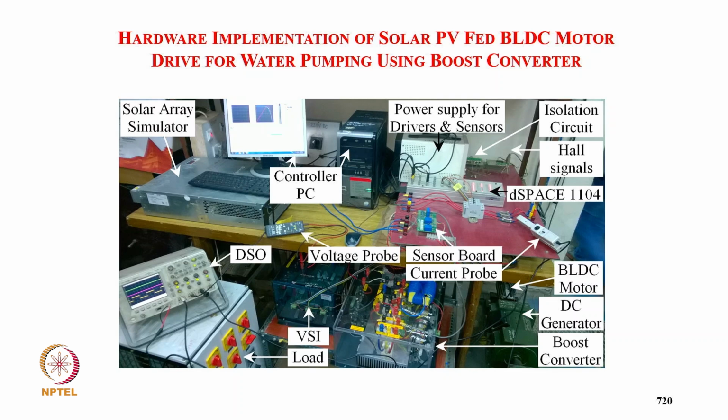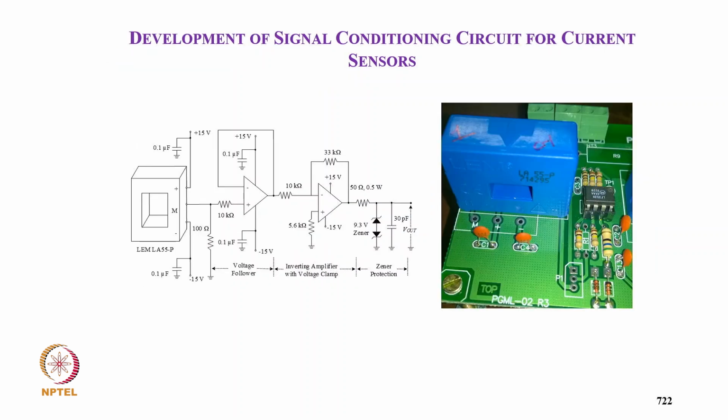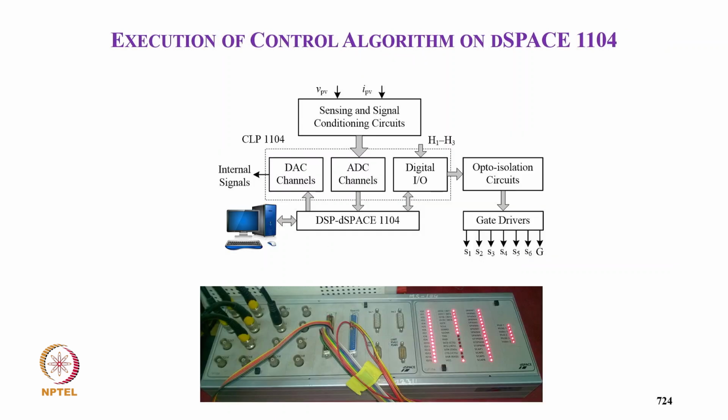This is the experimental hardware implementation of the solar driven water pump using a boost converter. These are the interfacing voltage sensors, which we use for sensing the PV voltage and the motor voltage, and this is a Hall current sensor for sensing the PV current. This is the optocoupler isolation for the inverter, getting signals for the devices of the boost converter as well as the inverter. And this is the block diagram of the control algorithm implementation on the dSPACE.